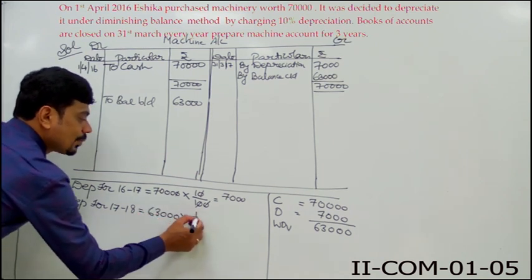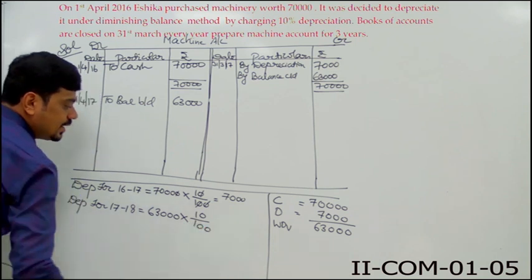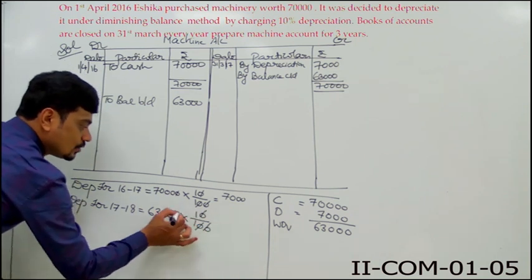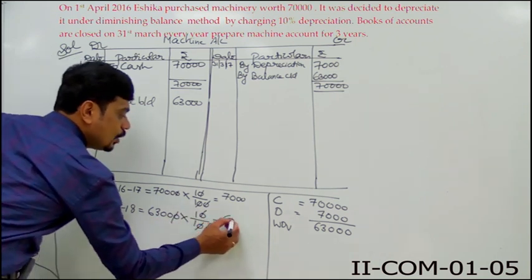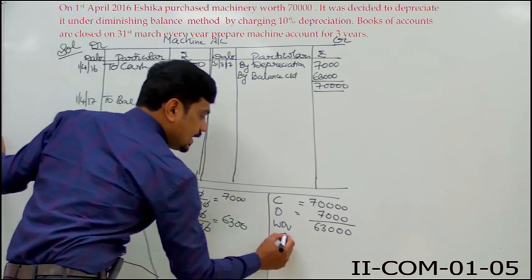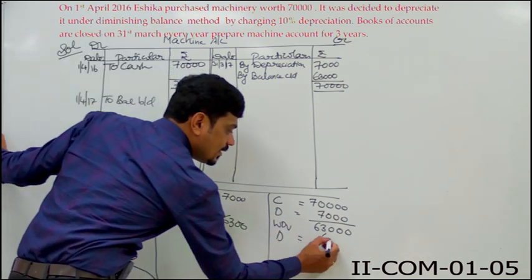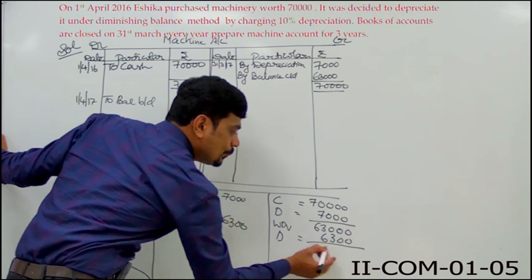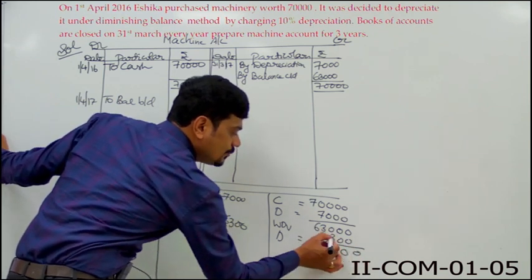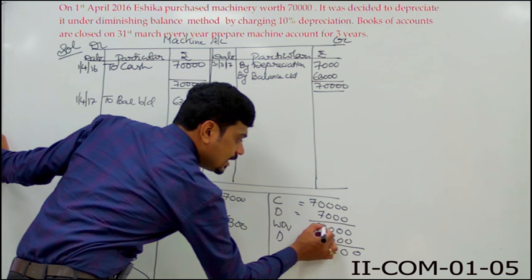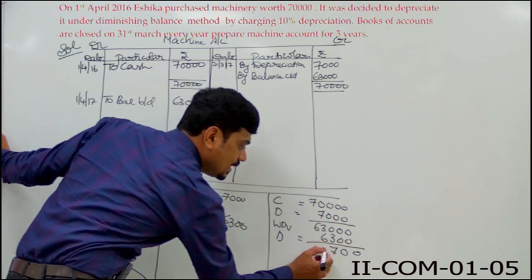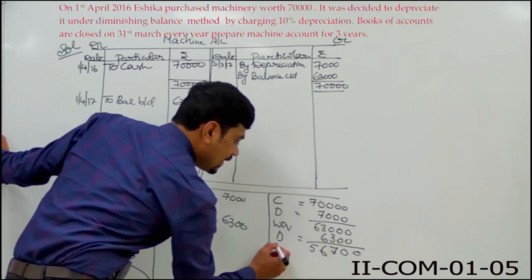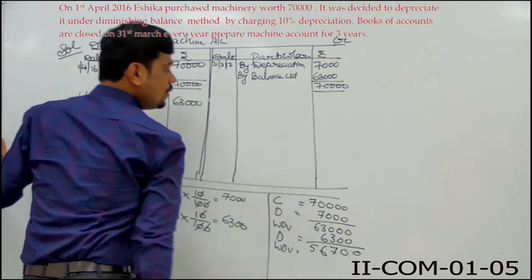63,000 into 10%. Cancel the zeros. If I cancel, I got 6,300. Subtract and get the written down value and be ready. At a time, we'll do the posting. 0, 0. 10 minus 3, 7. Here, 2 is left, borrowed. 12 minus 6, 6. And 5. This is written down value.